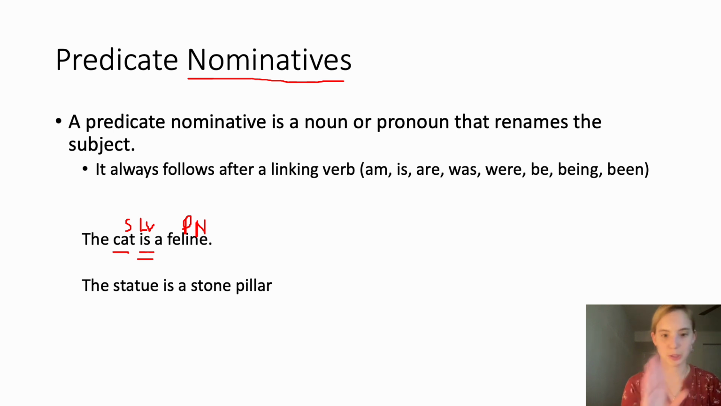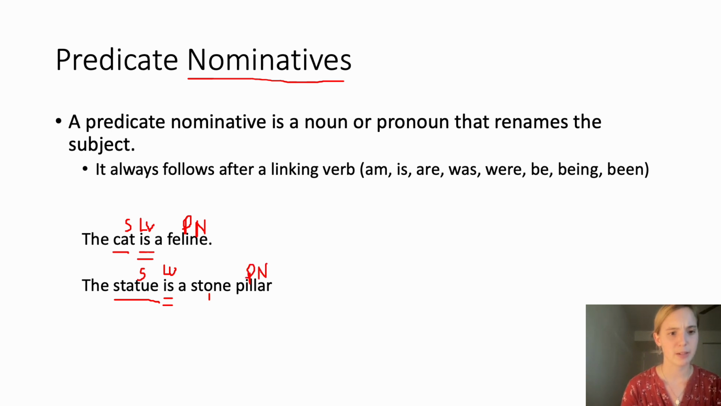To diagram, well, actually, let's take a look at the second sentence. We'll talk about diagramming these in a minute. The statue is a stone pillar. The subject is statue. We underline it. We put an S above it. I see that I have a linking verb, LV. Well, what is it? It's a pillar. So I write P N for predicate nominative.